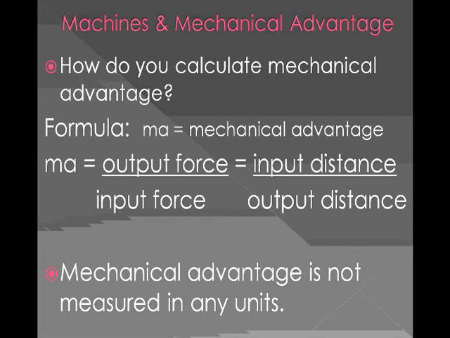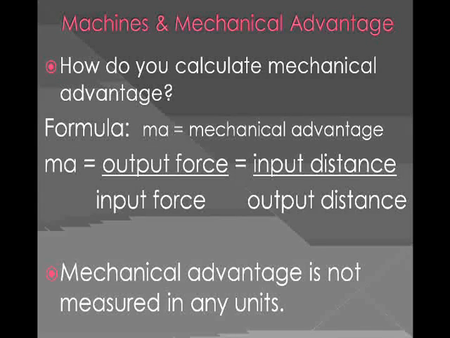Same thing with input distance and output distance. Input distance for like a ramp, for example. A ramp is a simple machine. A ramp, the distance going up the ramp, like the length of the ramp, and I'm going to show you this on a drawing in just a second. The actual length of the ramp is the input distance because that's the actual distance I walk and push something up or carry something up the ramp. The output distance is how tall the ramp is because that's what the machine does for me.